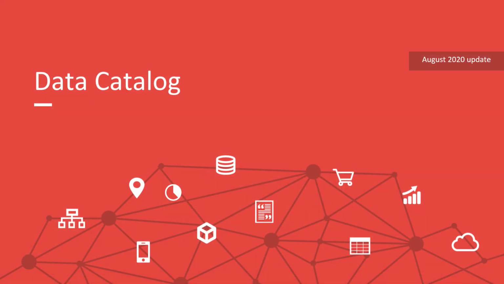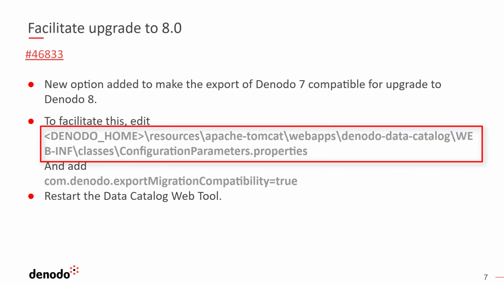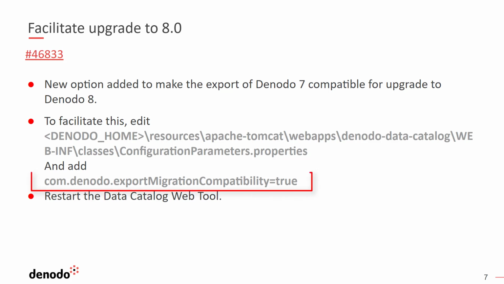We now move on to review the enhancements to the data catalog. A new option has been added to make the export of Denodo 7 compatible for upgrade to Denodo 8. To enable this option, we must edit the configuration parameters.properties file available in the Denodo Home, Resources, Apache Tomcat Web Apps, Denodo Data Catalog WEB-INF classes folder and add the line com.denodo.export migration compatibility equals true. The Data Catalog web tool must be restarted after this change.